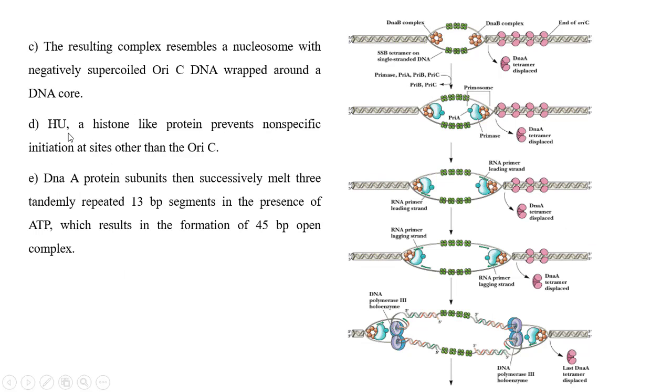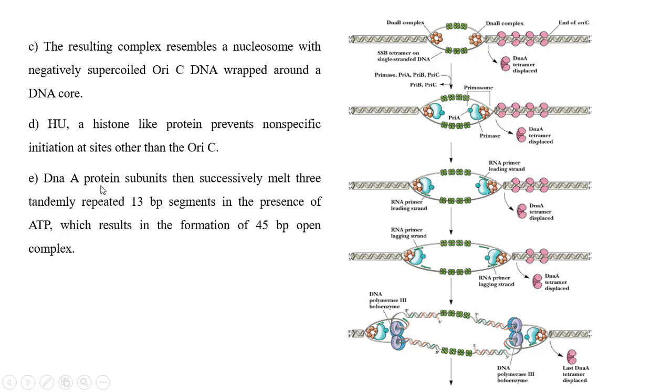Then the histone-like protein prevents non-specific initiation. That means the DnaA protein only recognizes the origin of replication, oriC, and specifically binds on the 4 repeats of 9 base pair. From other sites, the histone-like protein prevents the binding of DnaA protein to anywhere other than the origin of replication site.